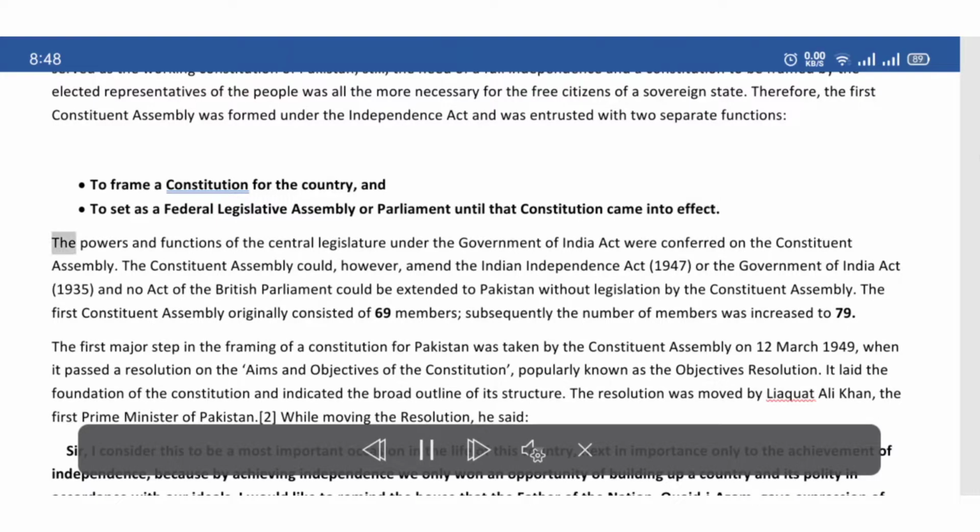The powers and functions of the central legislature under the Government of India Act were conferred on the Constituent Assembly. The Constituent Assembly could, however, amend the Indian Independence Act, 1947, or the Government of India Act, 1935, and no act of the British Parliament could be extended to Pakistan without legislation by the Constituent Assembly. The first Constituent Assembly originally consisted of 69 members; subsequently the number of members was increased to 79.